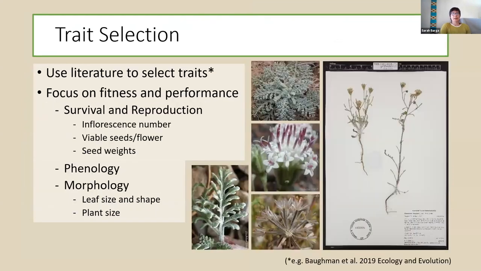Another step in this process was deciding what traits we wanted to select to measure in these plants. And we did this by combing the literature for indications of traits that were associated with local adaptation. And we ended up focusing on a variety of fitness and performance related traits, including things like seed weights and inflorescence number, as well as quite a few phenological characteristics and morphological traits associated with performance.